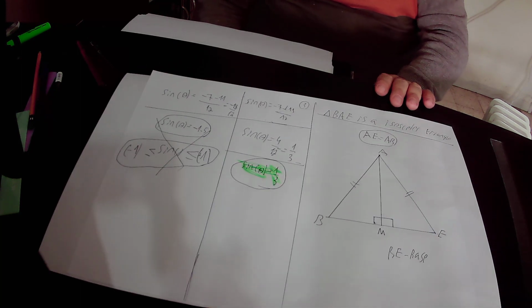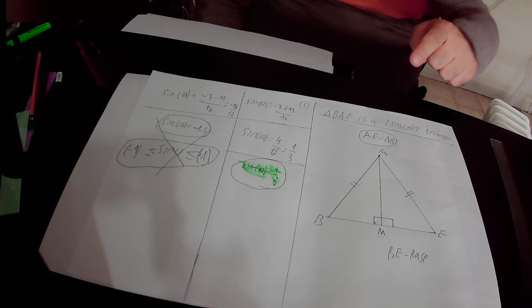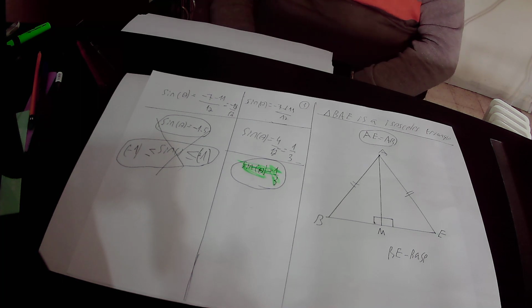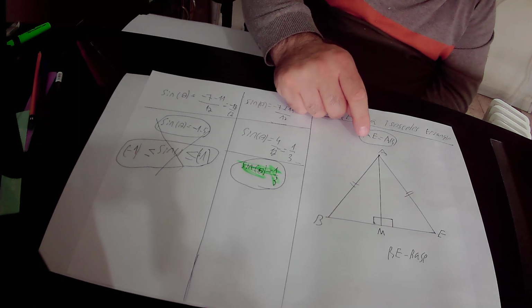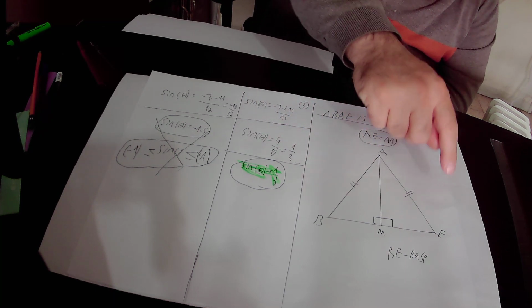Then we focused on the isosceles triangle BAE. Why is triangle BAE an isosceles triangle? Because it is given in the question that AB equals AE.